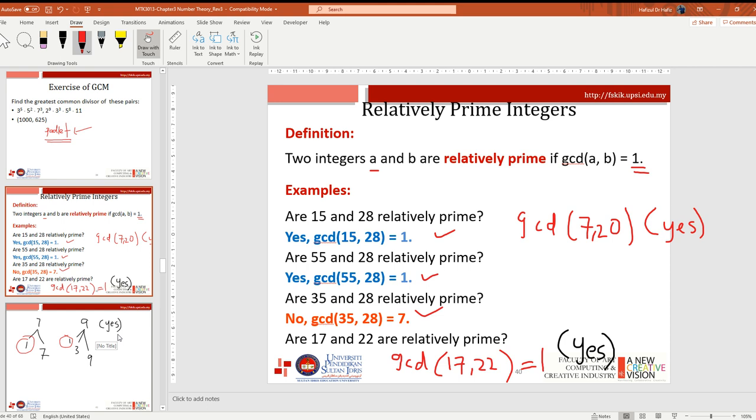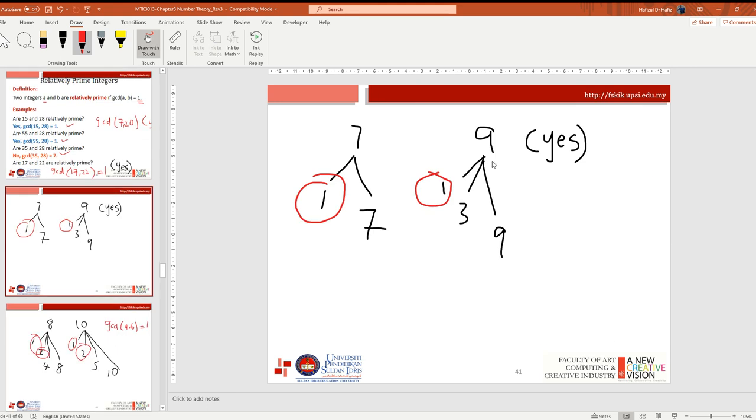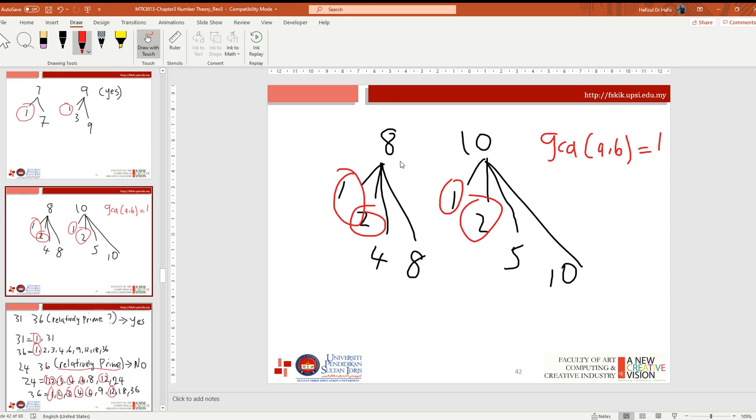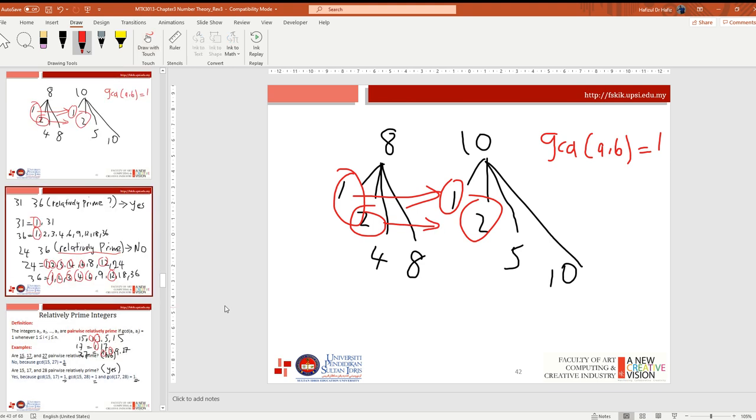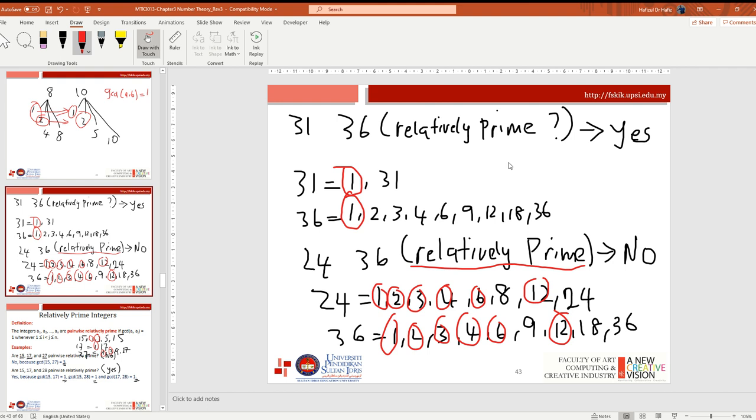Okay, another example, are 7 and 9 relatively prime integers? Yes, because we got 1. For 8 and 10, no, because 1 and 2 are common. 3 and 36 relatively prime? Yes, because we list out only 1. And then 24 and 36 relatively prime? Absolutely no, because we have 1, 2, 3, more than 1.